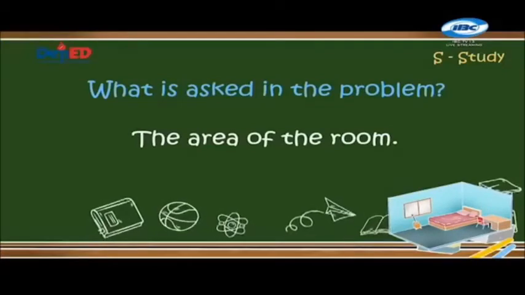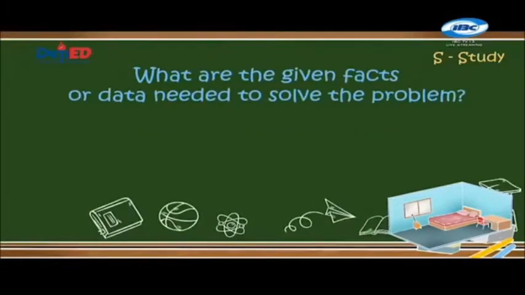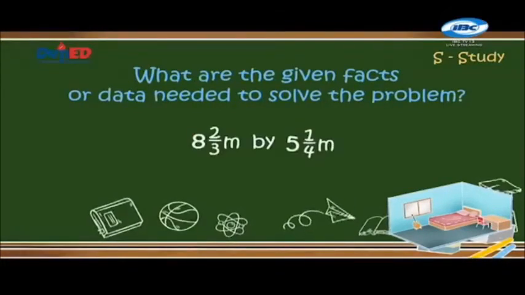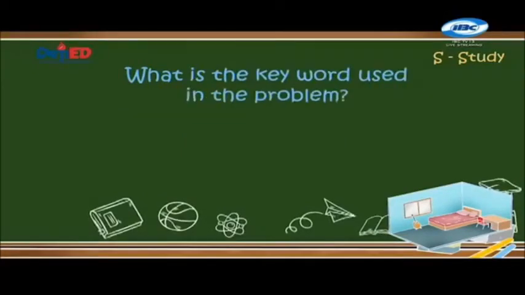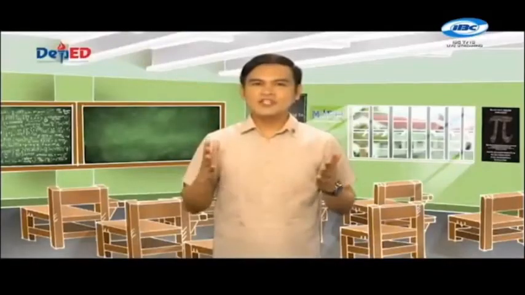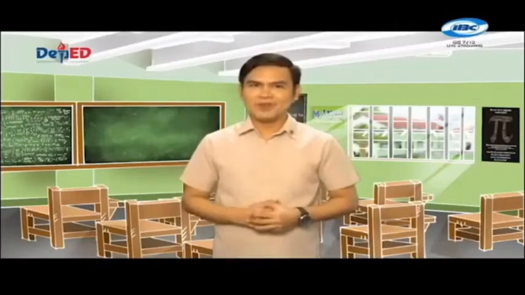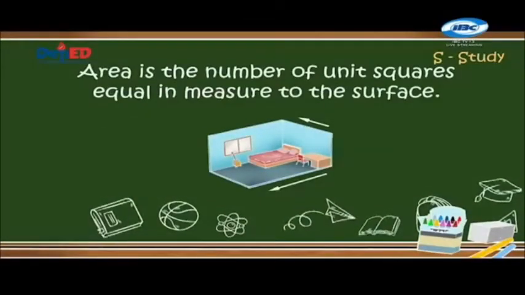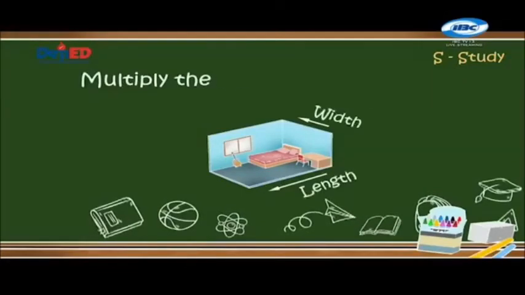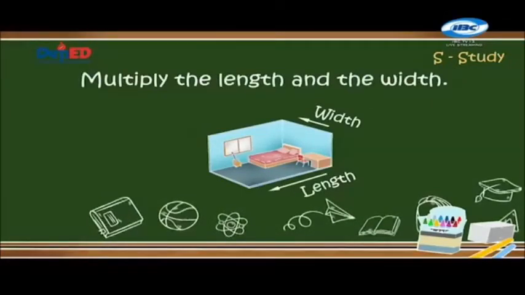Second, what are the given facts or data needed to solve the problem? You got it. 8 2/3 meters by 5 1/4 meters. Third, what is the keyword used in the problem? Wow, you are right. Area is the keyword. Did you still remember what do we mean by area? Well, area is the number of unit squares equal in measure to the surface. To find the area, just multiply the length and the width.